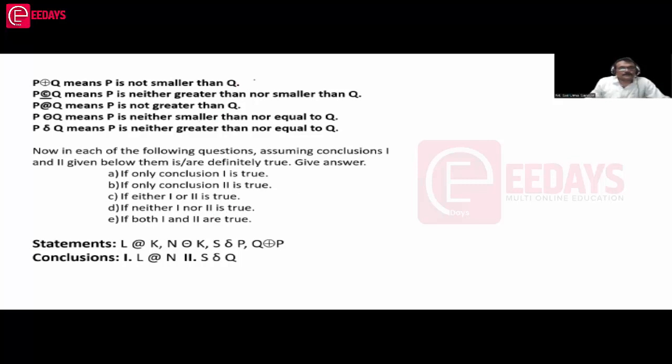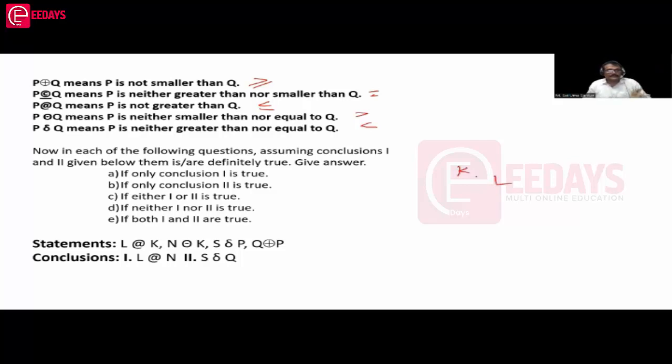Next one. Not smaller than, greater than or equal to; neither greater than nor equal, that is equal; not greater than, less than or equal to; neither smaller than nor equal, which is greater than; neither greater than nor equal, that is smaller than. Now, first one, L at the rate K. At the rate means less than or equal to. So, L is less than or equal to K.